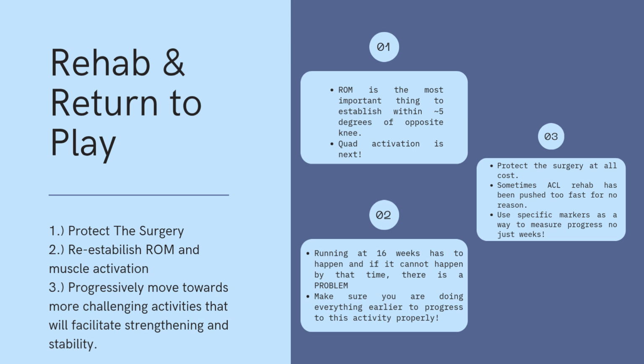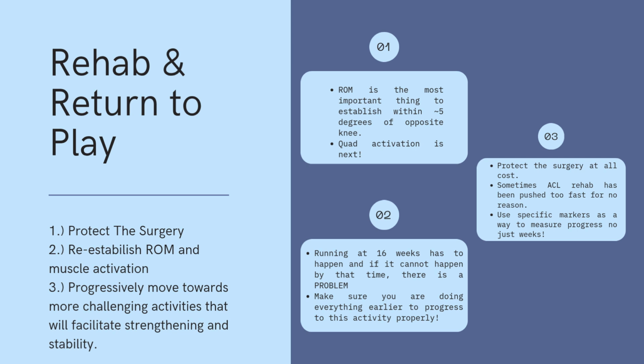You got to get that quad going, activated, contracting, because that quad is super, super important for being able to get that knee or that leg fully extended when you're trying to run. And then the hamstring is just as important on the back side of it to be able to provide that stability for the ACL protection.